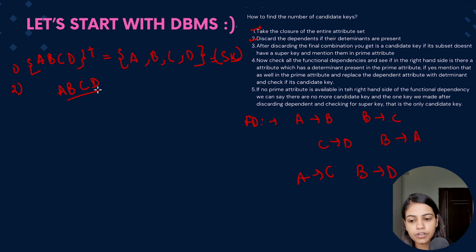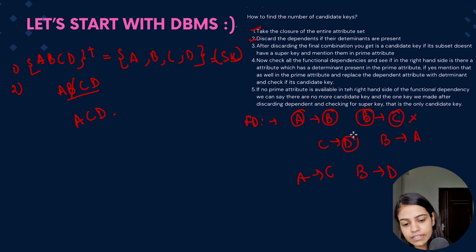Here we have to discard the dependents if the determinants are present. So let's start. Here B is the dependent and A is the determinant. Both are present, so we can discard the dependent, that is B. Now we are left with A, C and D. Coming here, C is the dependent and B is the determinant. C is present but B is not present, so we will not take this into consideration. Coming here, D is the dependent and C is the determinant. C and D both are present, so we can discard the dependent, that is D. So we are left with AC.